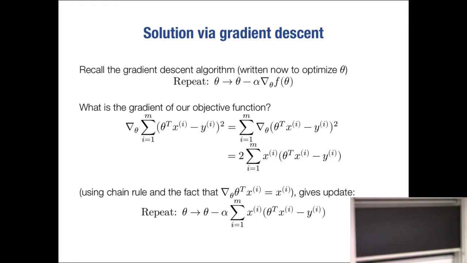Here's one method for solving the optimization problem. This is gradient descent. The idea is I'm going to write it in theta now, because theta are the parameters we're minimizing. I'm going to take theta, and I'm going to set it equal to, I'm going to repeat the following: theta minus some step size alpha times the gradient of my objective, where my objective here is that whole sum, evaluated at theta.